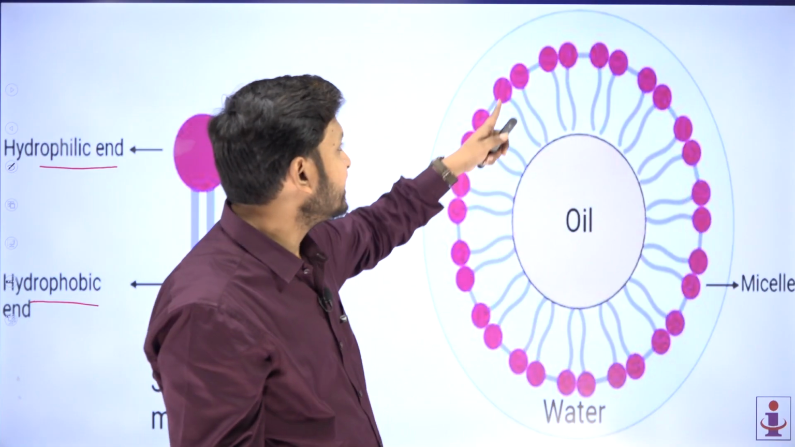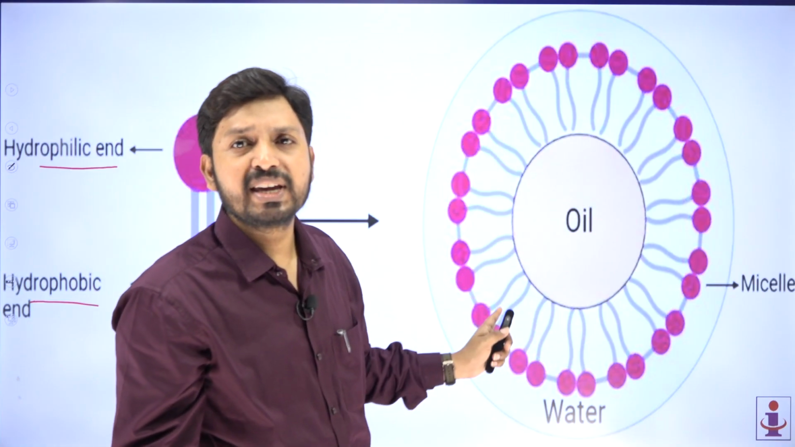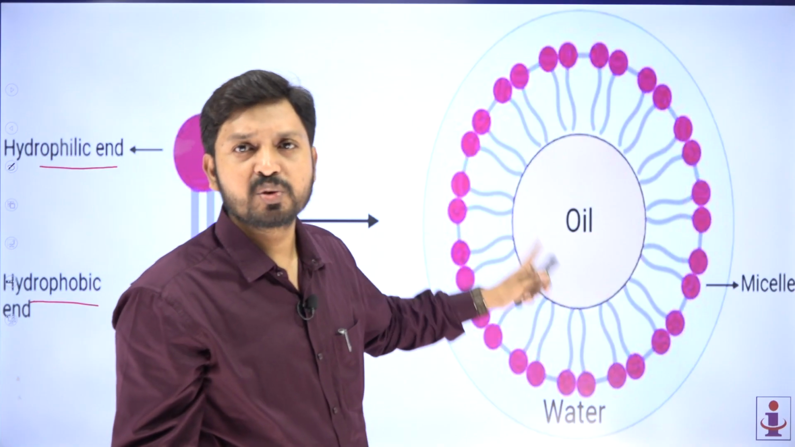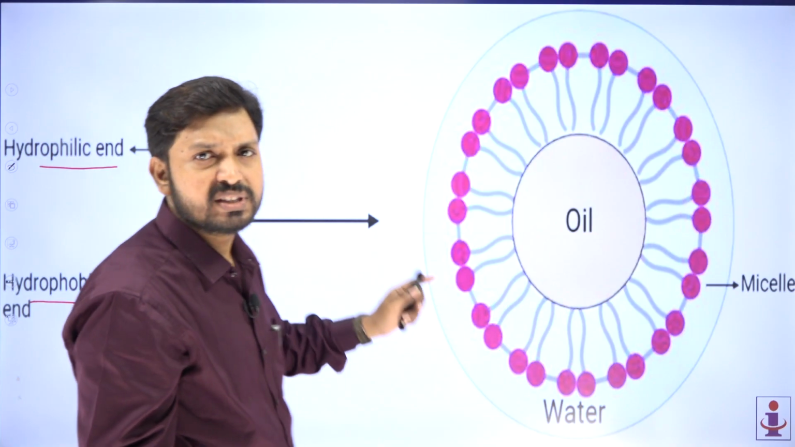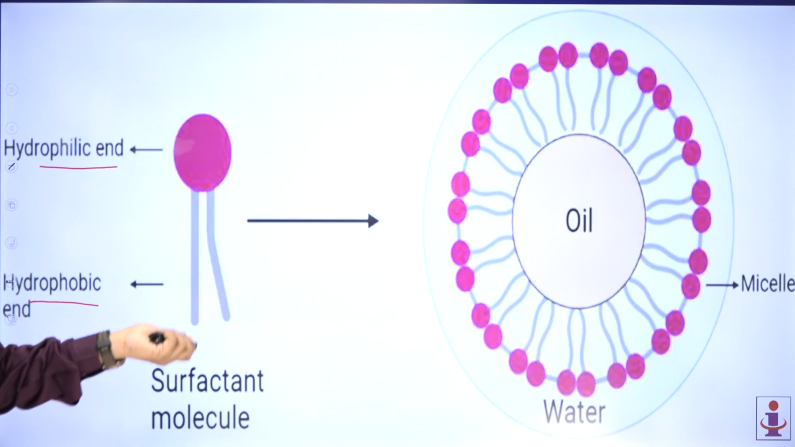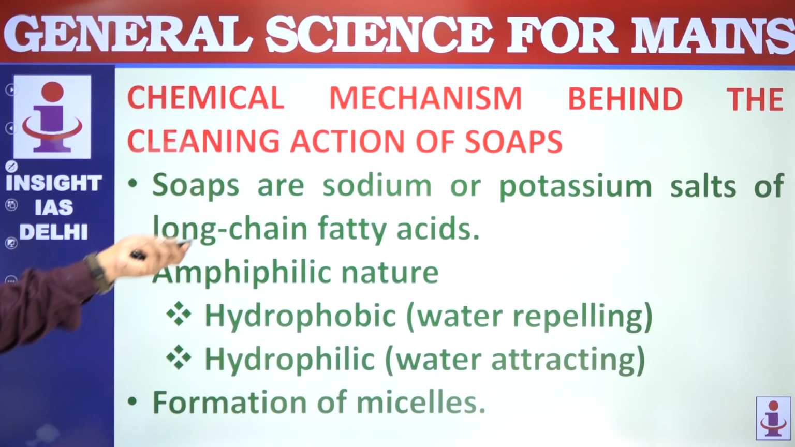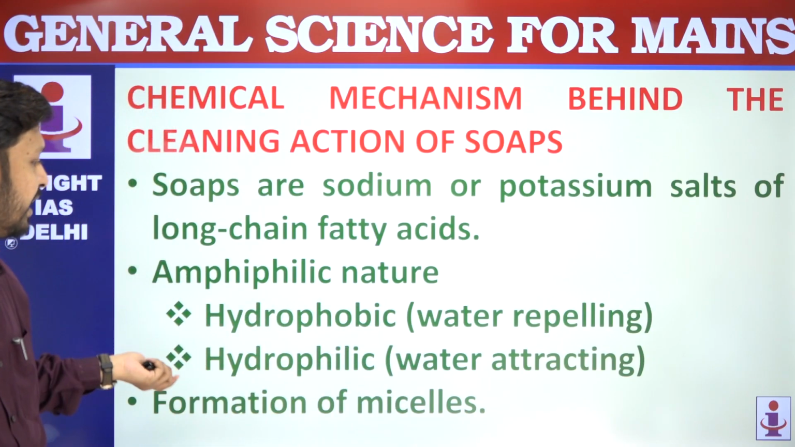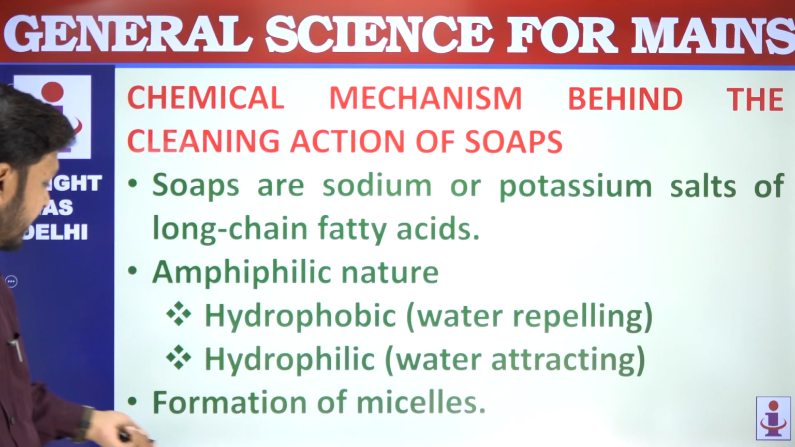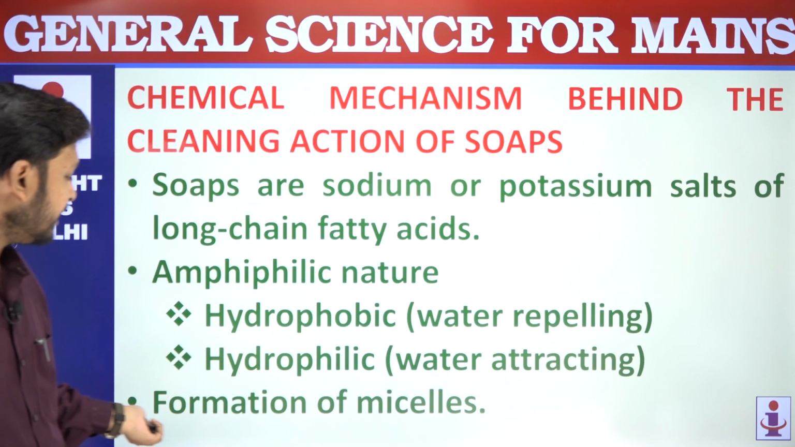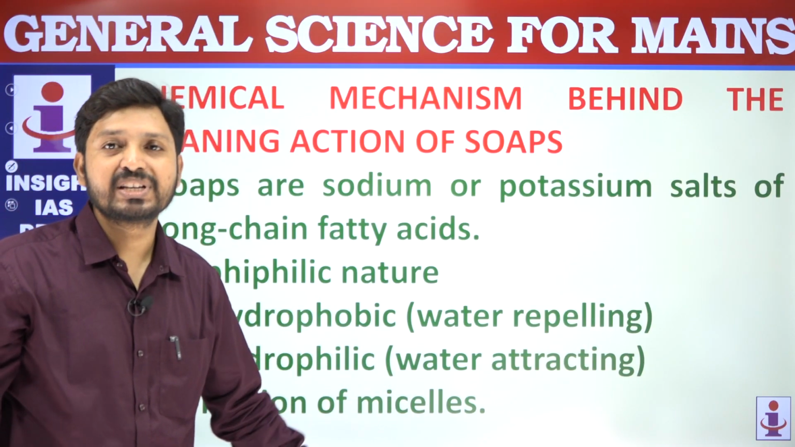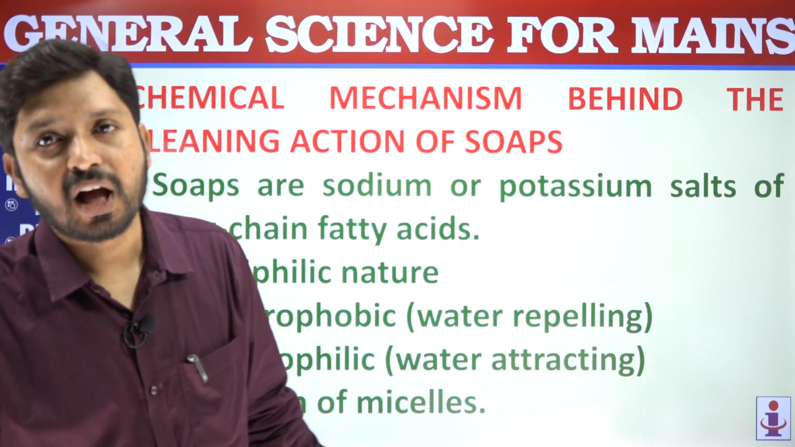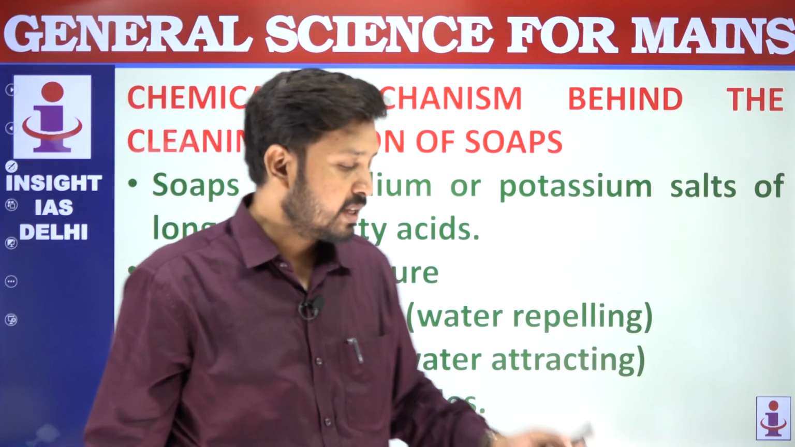Okay, so once this structure is formed, it will become very easy to rinse it through water so that it will be washed away. Is it clear? So this is the proper chemical mechanism that is happening in a soap. Okay, so amphiphilic nature, that is hydrophobic, water repelling, and hydrophilic, that is water attractive side. And when water is added, it will form a structure which is called a micelle, that is nothing but a spherical structure around any dust or grease or something.